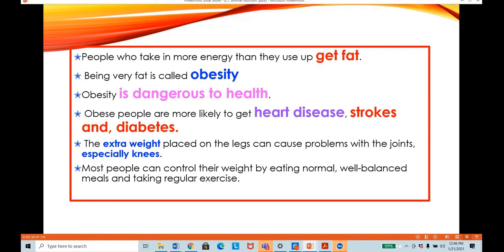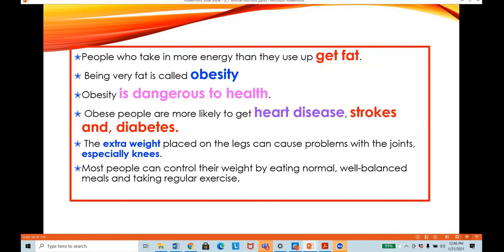Most people can control their weight by eating normal, well-balanced meals and taking regular exercise. Today, you have many meal plans and nutritionists and dietitians who can help you with losing weight. So if you are overweight, you need to immediately check on your weight and come back to normal. You can exercise, gradually decrease your intake of food, and reduce weight and bring it back to normal.